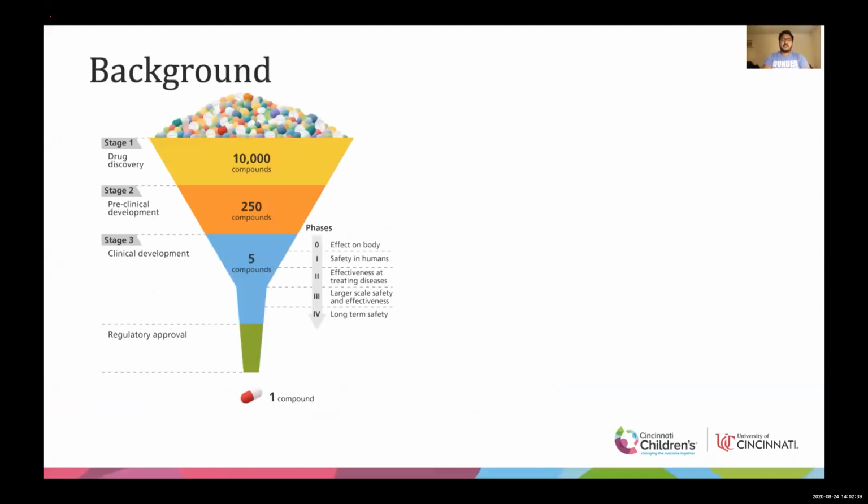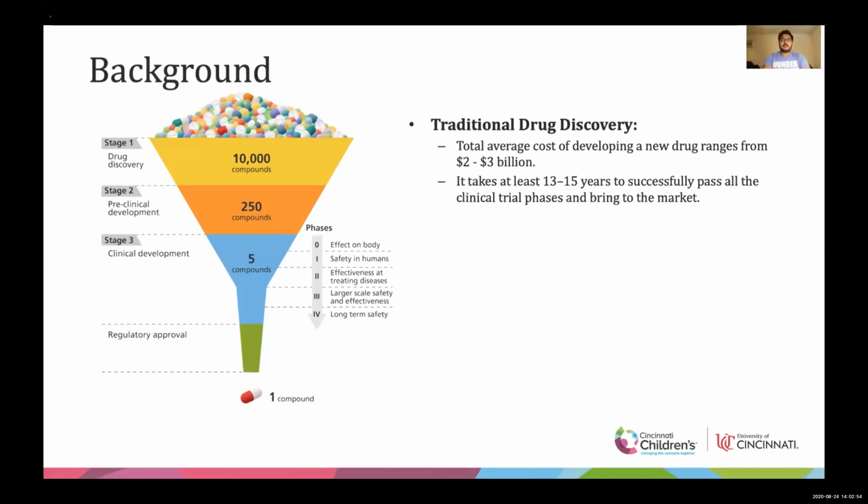To give you some background on the problem we are presenting, the drug discovery process in the United States undergoes 3 critical stages, where numerous compounds are evaluated to pick the right one for a given disease. This also includes many phases and steps within each stage for the FDA to approve the final drug. As per an estimate, the total average cost for developing a new drug from discovery to approval ranges from $2 to $3 billion and takes about 13 to 15 years.